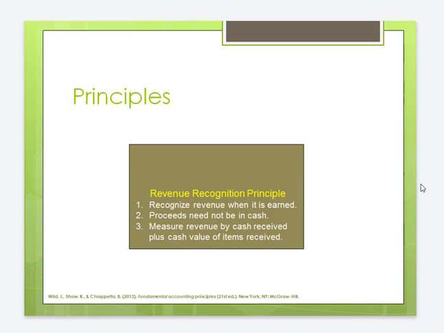Let's begin with revenue recognition. Under generally accepted accounting principles, we recognize revenue in the accounting period in which it is earned. We will recognize the revenue even if we have not yet received the cash. So as long as the company has earned the revenue, even if they're going to receive the cash in a future accounting period, we go ahead and recognize the revenue in the period in which we've earned it.